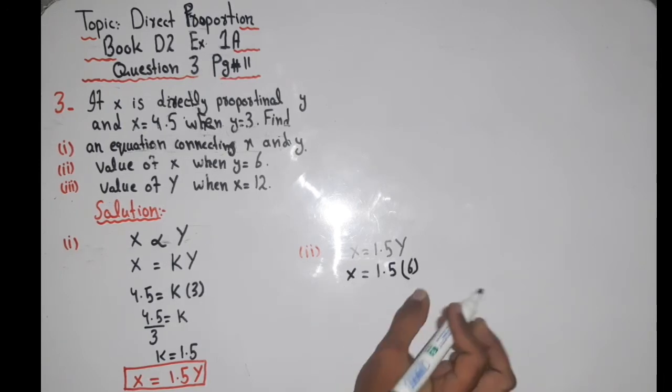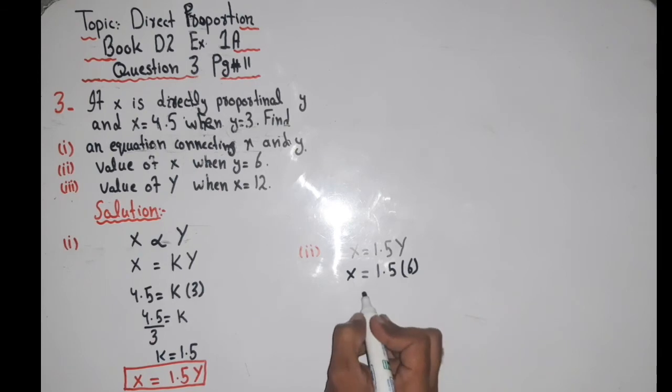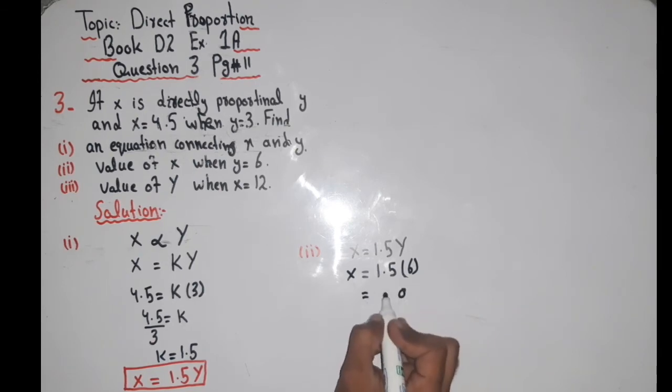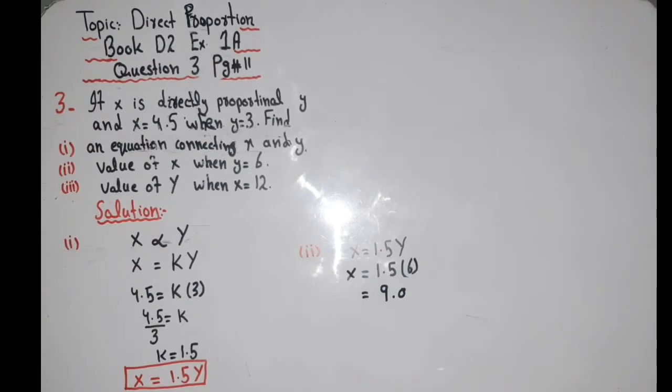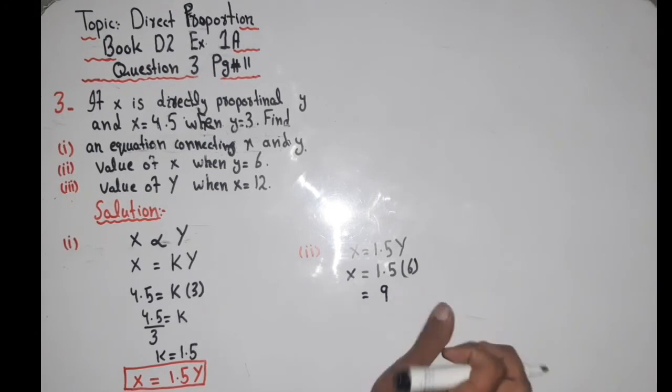So x will be equal to 1.5 into 6. 6 5s are 30, 0, 3 carry. So this will be 9.0. If you multiply 6 by 1.5, what will your answer be? 9 or 9.0, we can write 9. x equals 9.